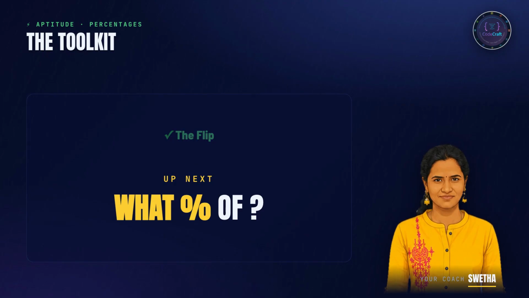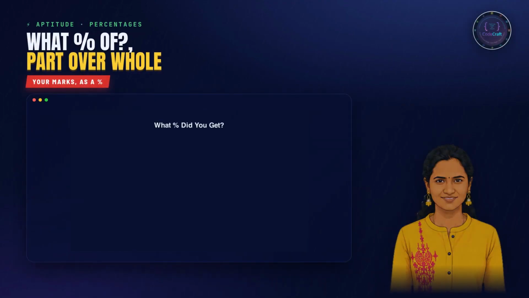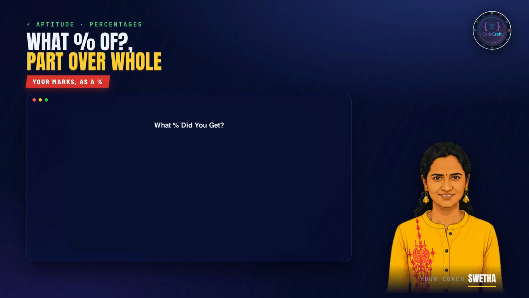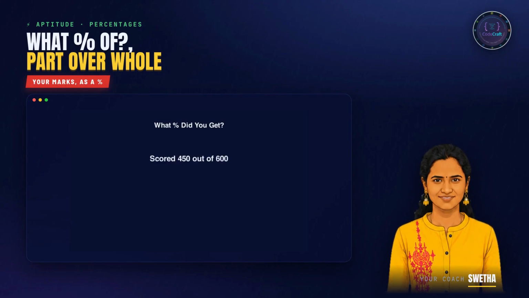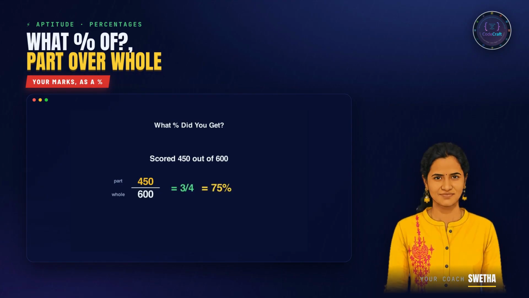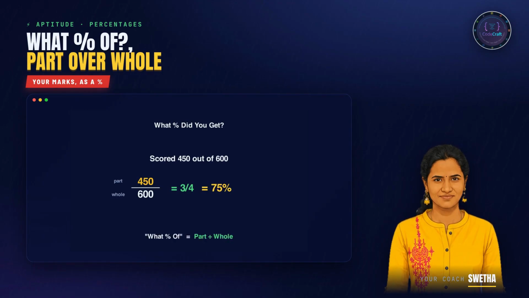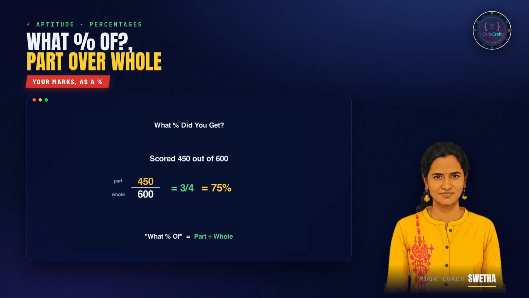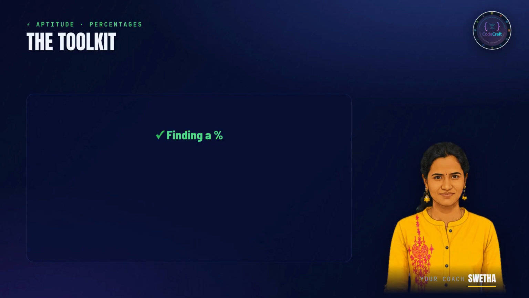One number as a percent of another. How do you say one number as a percent of another? Think of your marks. You scored 450 out of 600. What's your percentage? Simple. Put the part over the whole, 450 over 600. That simplifies to 3/4. And 3/4 is 75%. So, what percent of just means part divided by whole. Part on top, whole on the bottom, every time. That's how you find a percent.